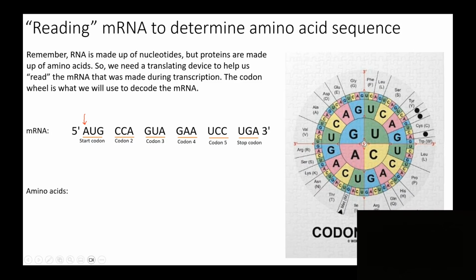So when you look at this wheel, you always start in the center. My first nucleotide is A, so I'm going to start right here, and then I'm going to move. Now you see the other 4 bases right here.